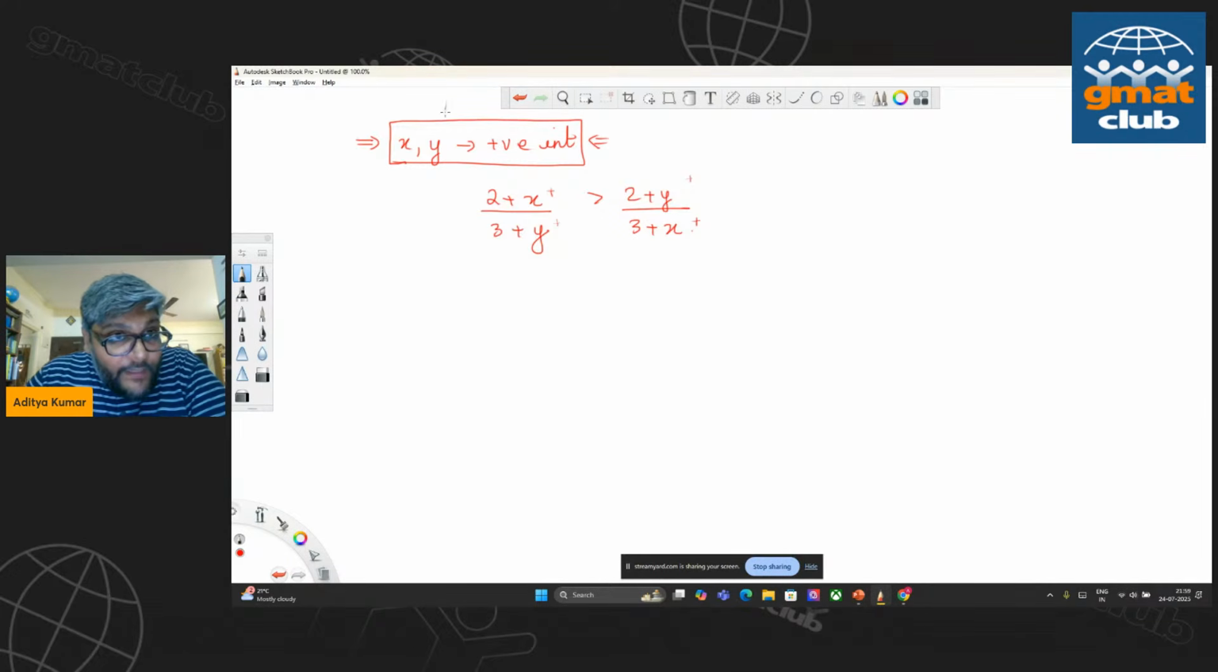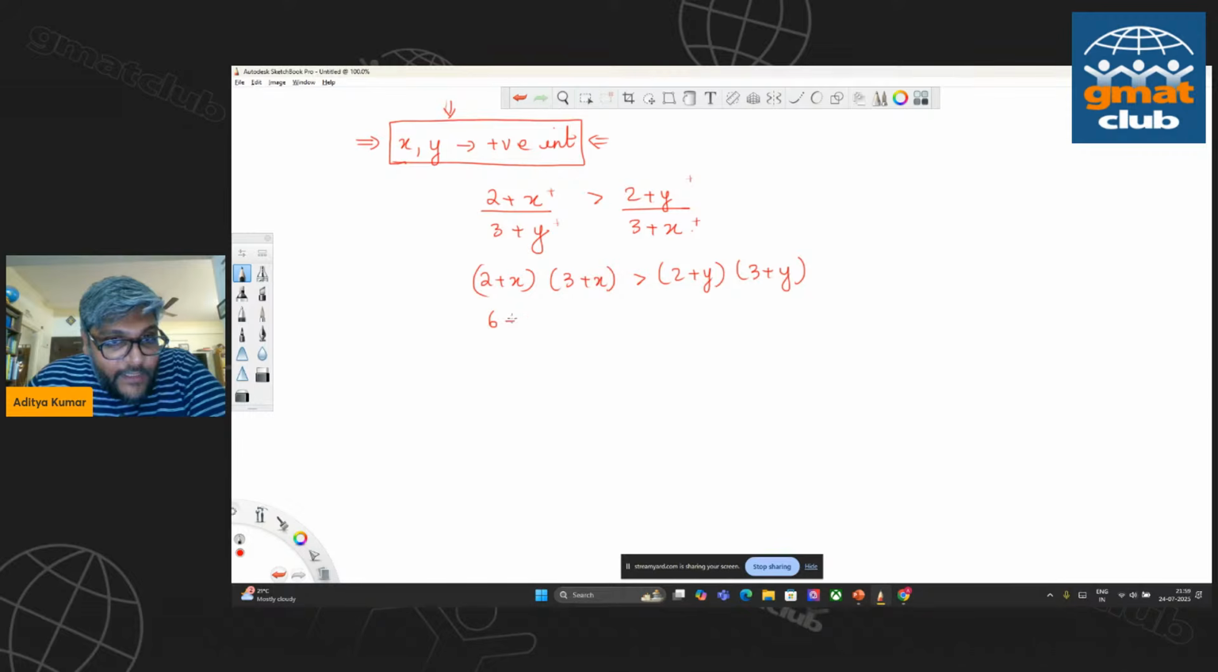And this is why these kinds of information are very crucial towards working. So if I cross multiply, I'm going to get (2 plus x) into (3 plus x) is greater than (2 plus y) into (3 plus y). I can cross multiply, absolutely fine. Right? Why? Because all the terms are positive. Now I can open it up.